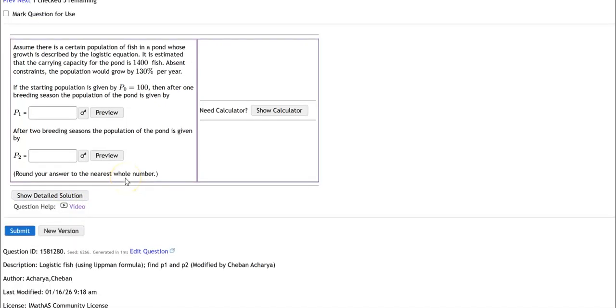Okay. In this question, we use a logistic growth model because the question tells you the population of the fish in the pond is growing by a logistic model. So you can model the growth by a logistic equation. It is estimated that the carrying capacity of the pond is 1400 fish. Absent constraint, the population grew by 130% per year.